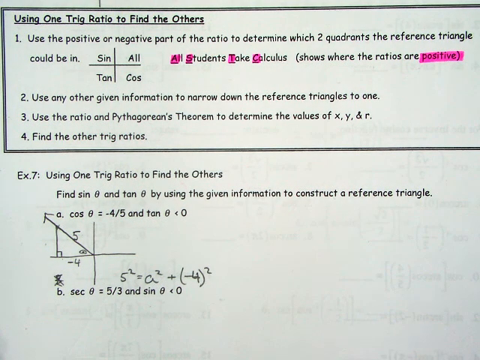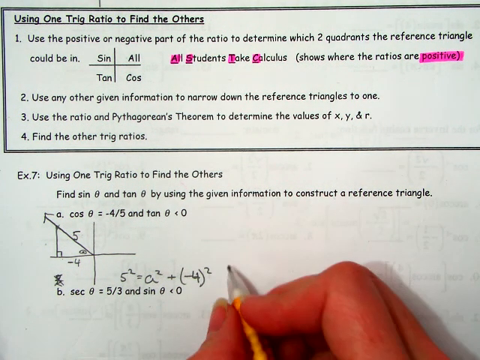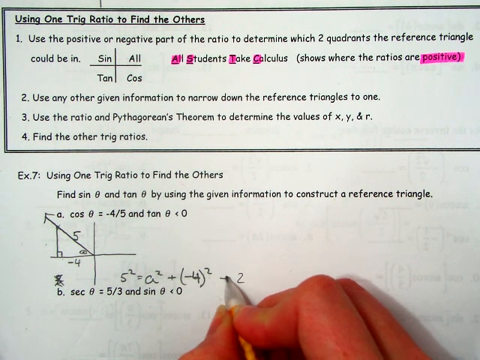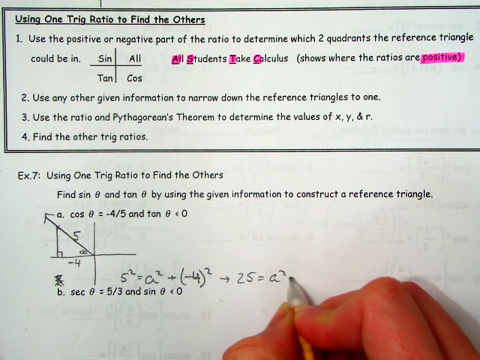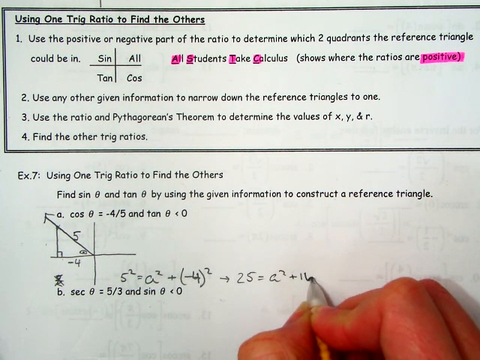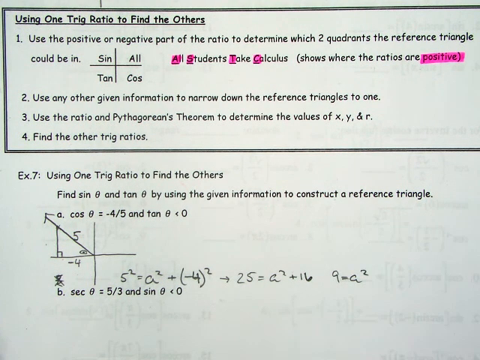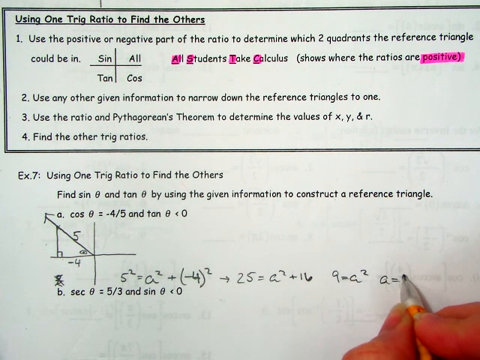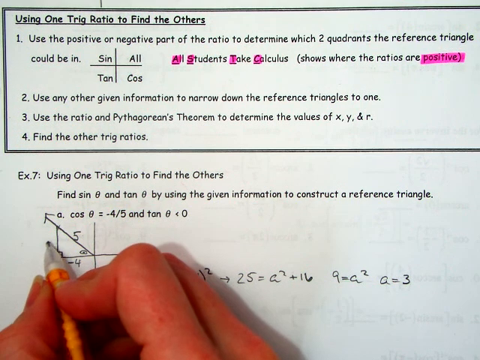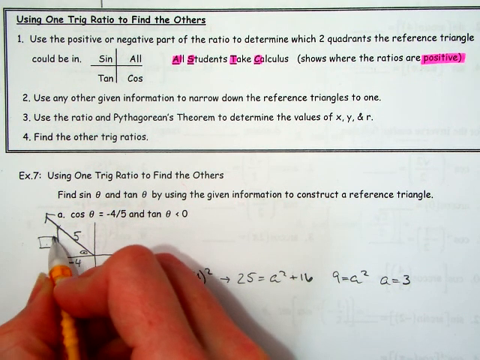And we solve that out. 25 equals A squared plus 16. If I subtract 16, I get 9 as A squared. And so therefore A has to be 3. And so here we find that this side is 3.